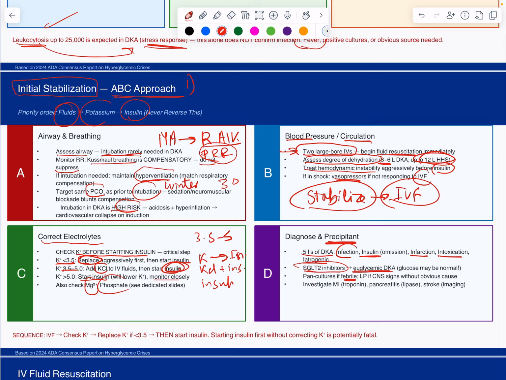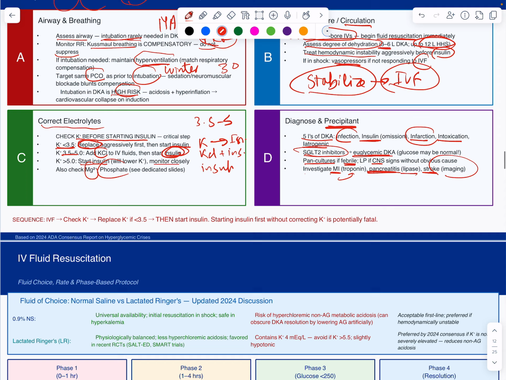Again, if febrile, you need to get cultures: CSF, urine, sputum, and blood cultures, depending on what source you are suspecting. Infarction can also be a trigger, so it can be an MI. If you're suspecting an MI, you'll need to get troponin and an EKG as well. If you are suspecting pancreatitis, which can cause DKA, you can get lipase. If you are suspecting stroke, you'll get a CT head.